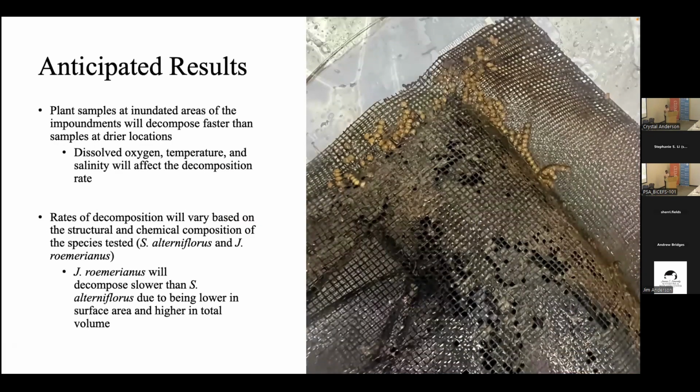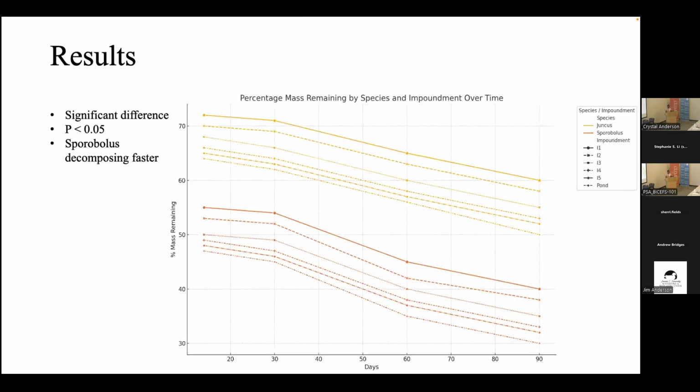For my anticipated results, plant samples in the inundated area of the impoundment will decompose faster than samples in the drier location, so dissolved oxygen, temperature, and salinity will affect decomposition rate. My second hypothesis is that the rate of decomposition will vary based on the structural and chemical composition of the species tested. I also anticipated that Juncus will decompose slower than Spartina due to being lower in surface area and higher in total volume.